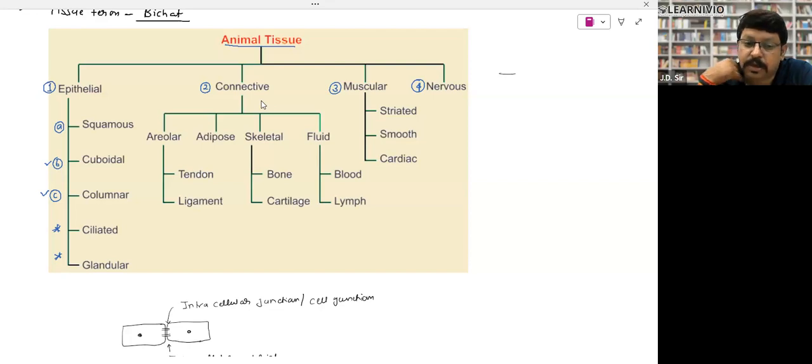Yes, sir. Then adipose tissue. Areolar tissues have liquid, but besides the liquid they actually have protein fibers, like tendon and ligament. They are made up of protein fibers. Got it?